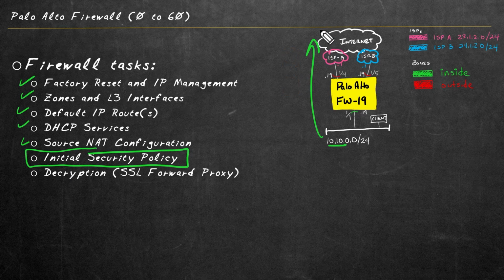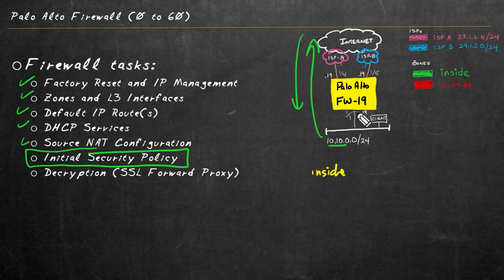Also, it's important to note that if we allow the initial flow of traffic, the firewall is a stateful firewall. And as a result, the reply traffic coming back will dynamically be allowed. So in setting up security, we want to control the initial flows of traffic, and the reply traffic will take care of itself.